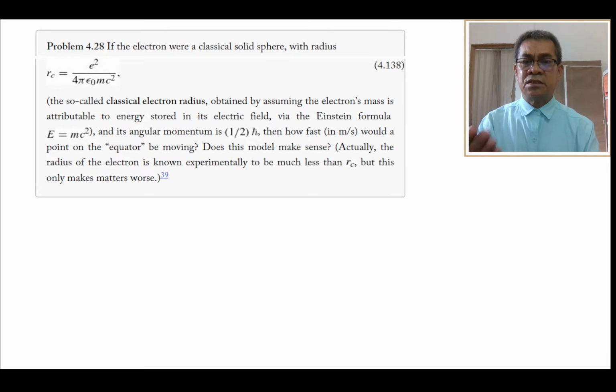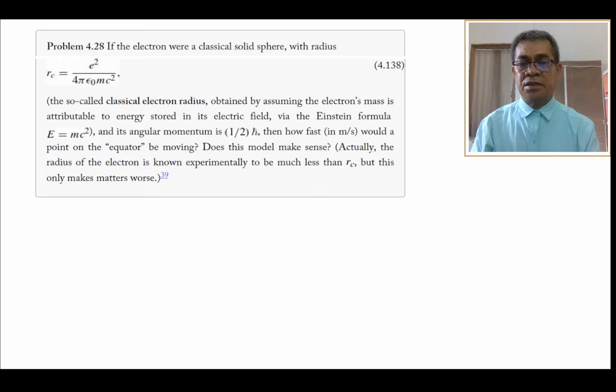Another question is, does this model make sense? If we have that kind of radius, does that make sense? So we have to investigate that. Actually, the radius of the electron is known experimentally to be much less than RC. But this makes matters worse. So the first thing to do is we will answer how fast is that.